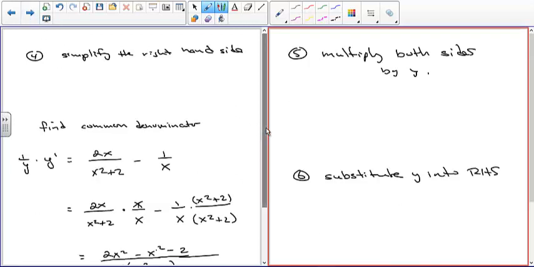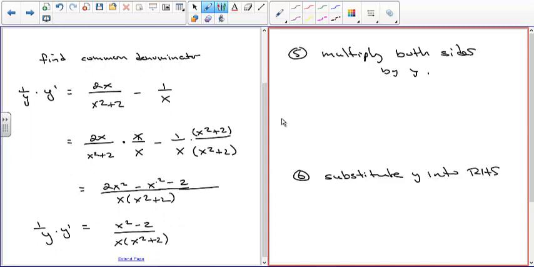The next step, the fifth step, is to multiply both sides by y. What I'm trying to do here is solve for y prime. So if I multiply both sides by y, this is going to go to 1. And so I'll have y prime equals x squared minus 2 divided by x times x squared plus 2 times y. The problem with this equation is that the right-hand side, the equation for the derivative, involves both x and y. So I need to get it in terms of x.